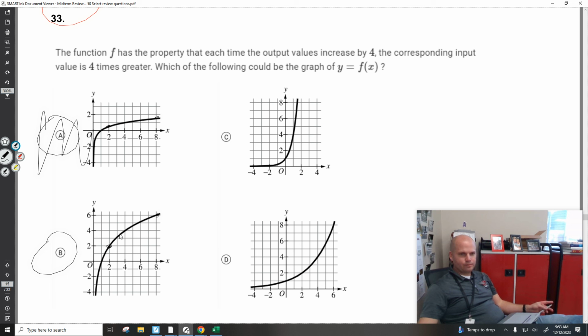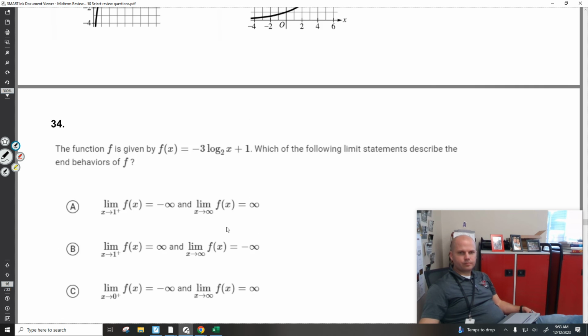I can't do 1. I can do like 1.5 times 4, 6. 1 goes to 4. Yeah, that's close.